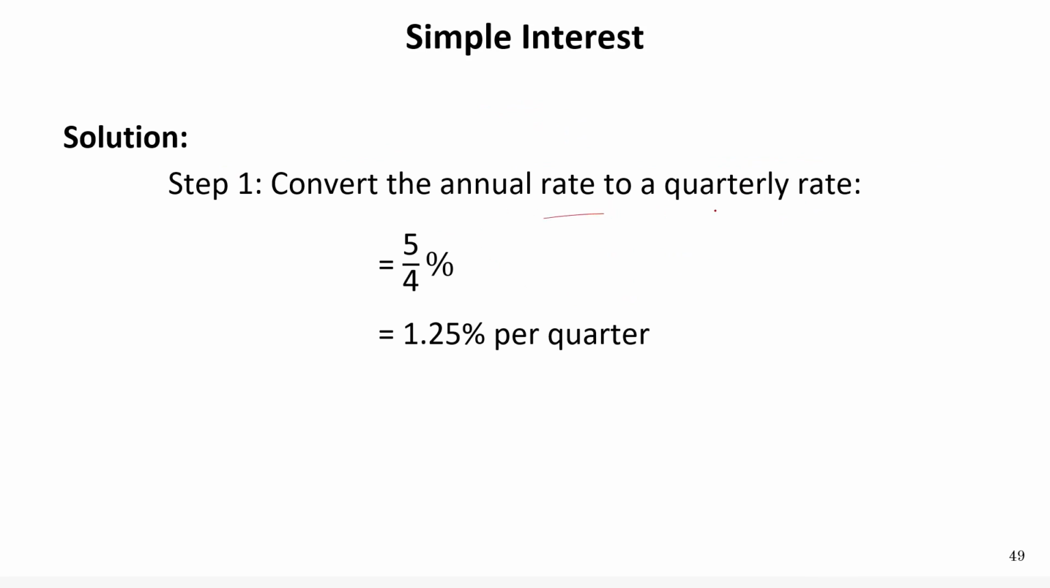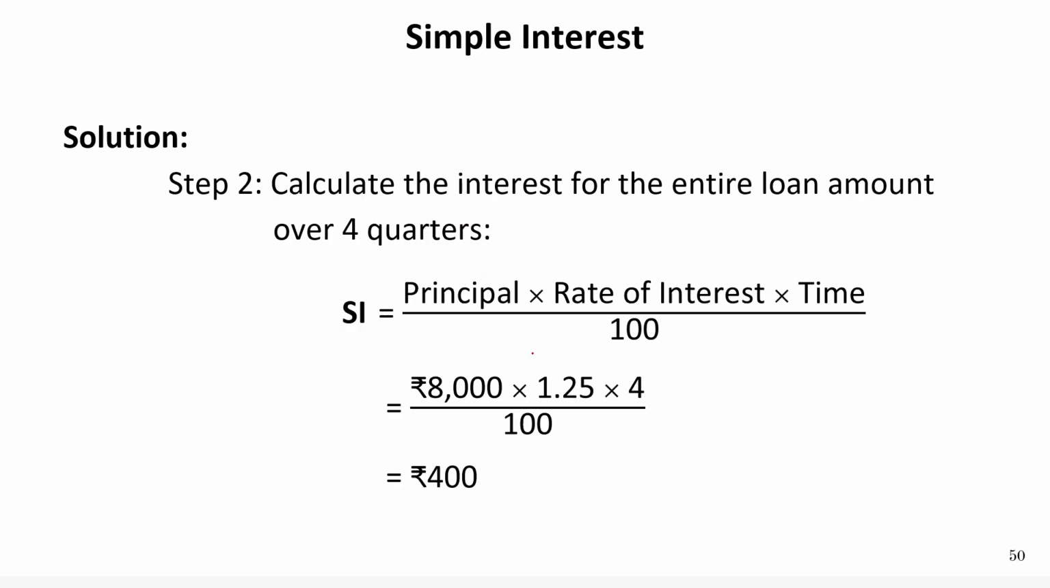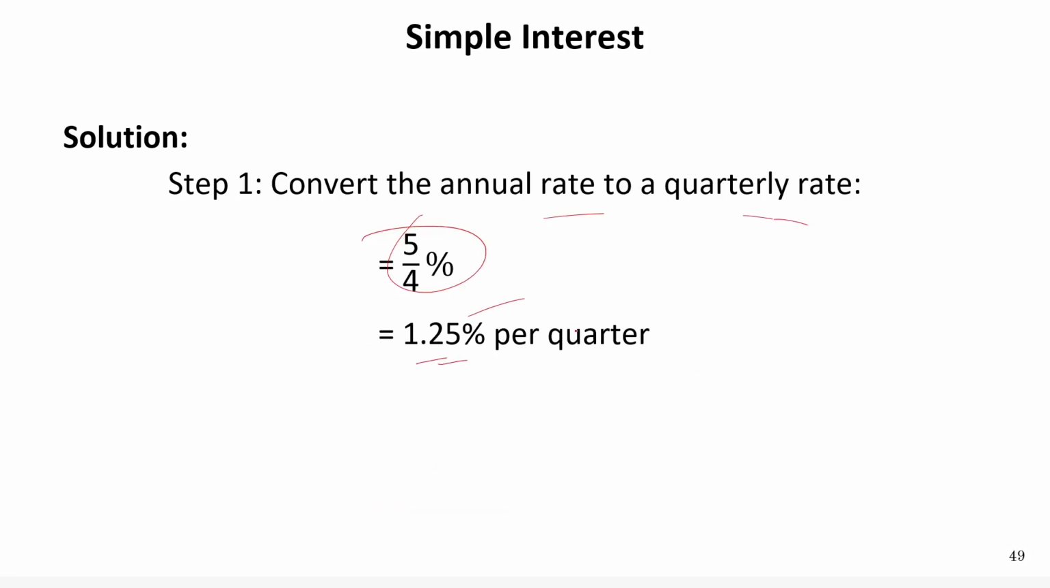So convert the annual rate to a quarterly rate. So 5 by 4% is equal to 1.25% per quarter, right? So SI is equal to PRT by 100, principal into rate of interest into time by 100. So this is nothing but this much amount. So that is nothing but 400. Okay. So here it will be 1.25% because this much amount per quarter.